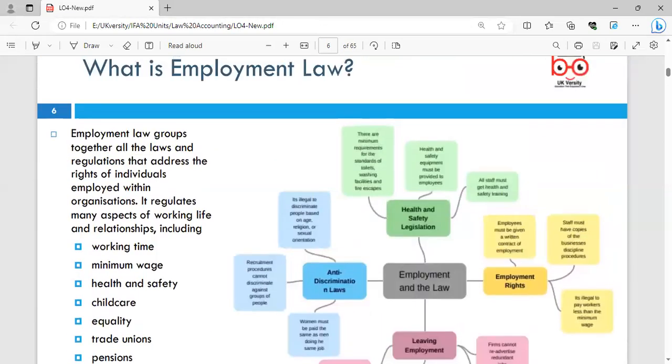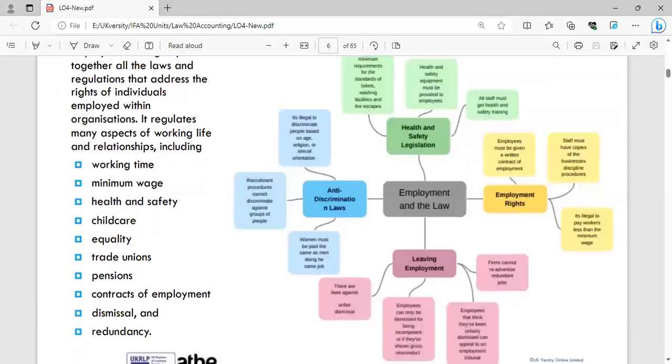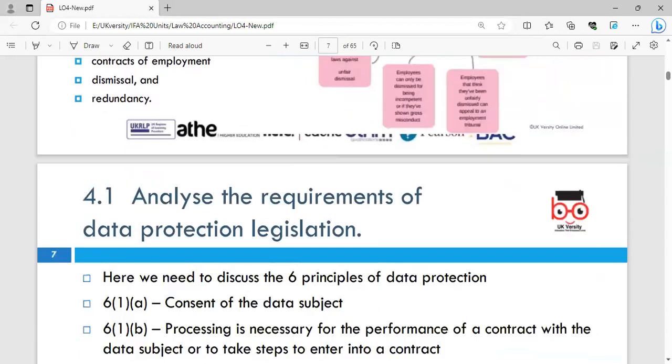So guys, we need to be well aware: what is employment law? Employment law groups together the laws and regulations that address the rights of individuals employed within an organization, like working time, national minimum wage, equality law, which is the Equality Act 2010, health and safety, and a number of other pieces of legislation.